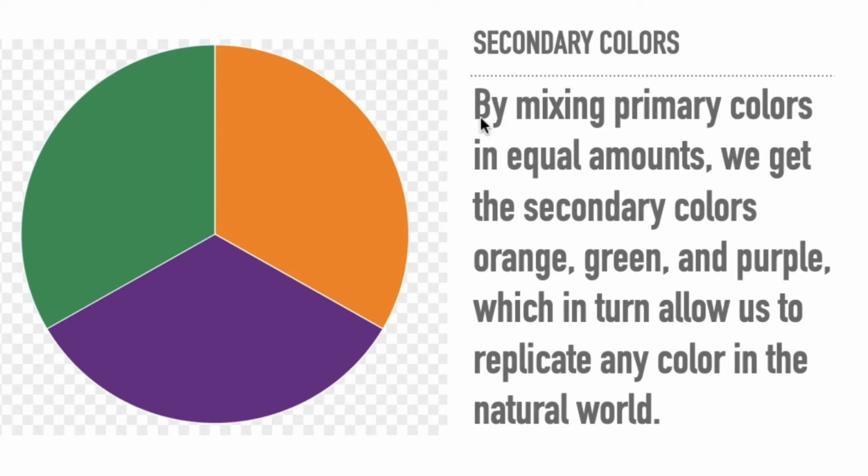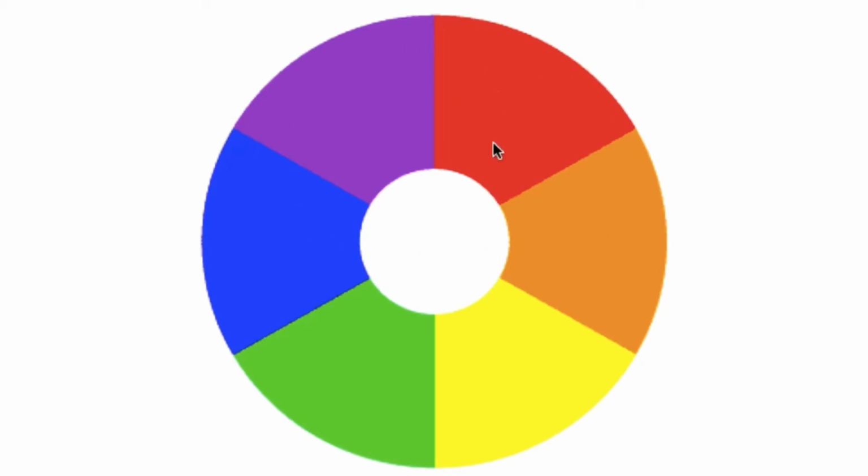Secondary colors. By mixing primary colors in equal amounts, we get the secondary colors, orange, green, and purple, which in turn allows us to replicate any color in the natural world. And this is just a color wheel with all of them in reference of each other. Of course, blue and yellow make green, blue and red make purple, red and yellow make orange, and so on and so forth. And this is how we can make all of the colors that we know of.